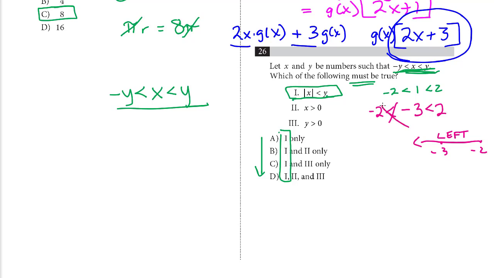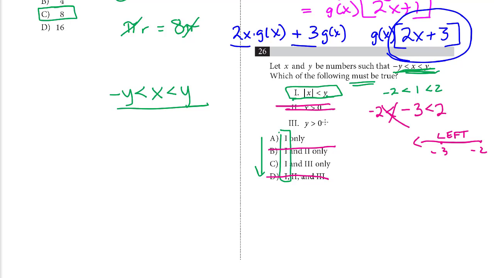This part is wrong. Therefore, we have a counterexample, and Roman numeral 2 does not meet the condition of must be true. So I can immediately eliminate B, for example, and I can eliminate D. It's now just a choice between A and C, and that really comes down to checking Roman numeral 3. So let's take a look.